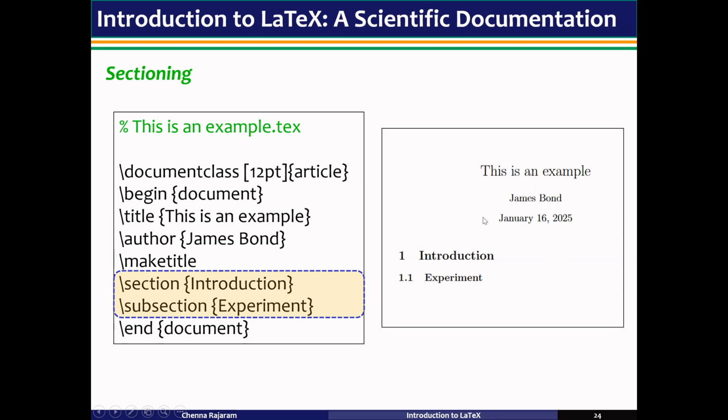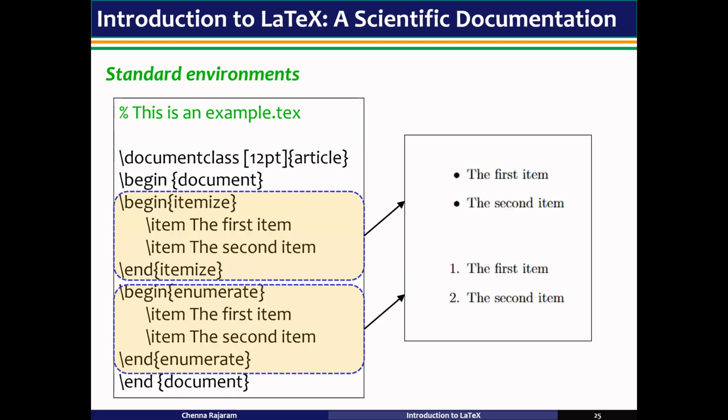\author, that is James Bond, and \maketitle. Then \section{Introduction}. The introduction is a section, so it appears here like this. And Experiment is a subsection and it appears in this manner. Coming to the standard environments.